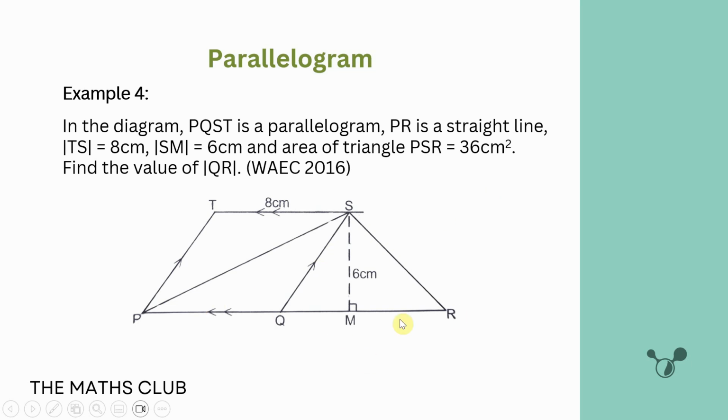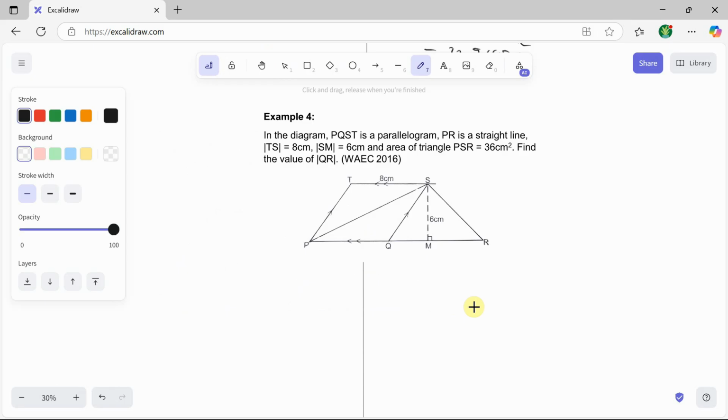Find QR. I want you to pause the video and try this out yourself. Welcome back. Let's get it together. So if this place is 8 centimeters, this side is also 8 centimeters, right? And we're given the area of the triangle, this big triangle. So the area of triangle PSR is equal to 36 centimeters squared. And we're told that the height of the triangle is 6 centimeters.